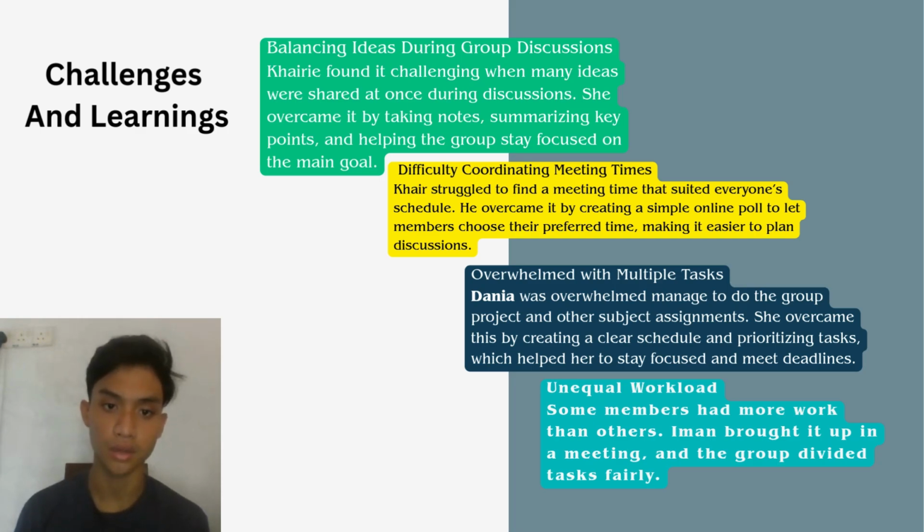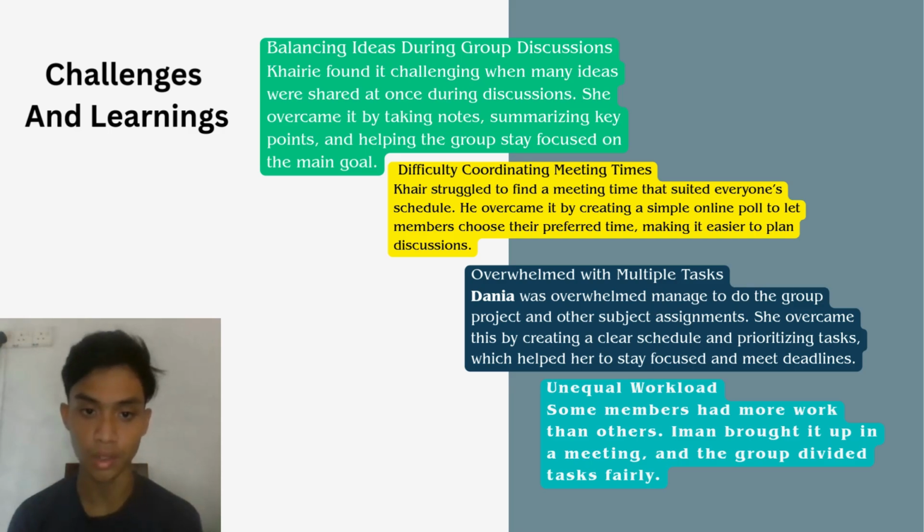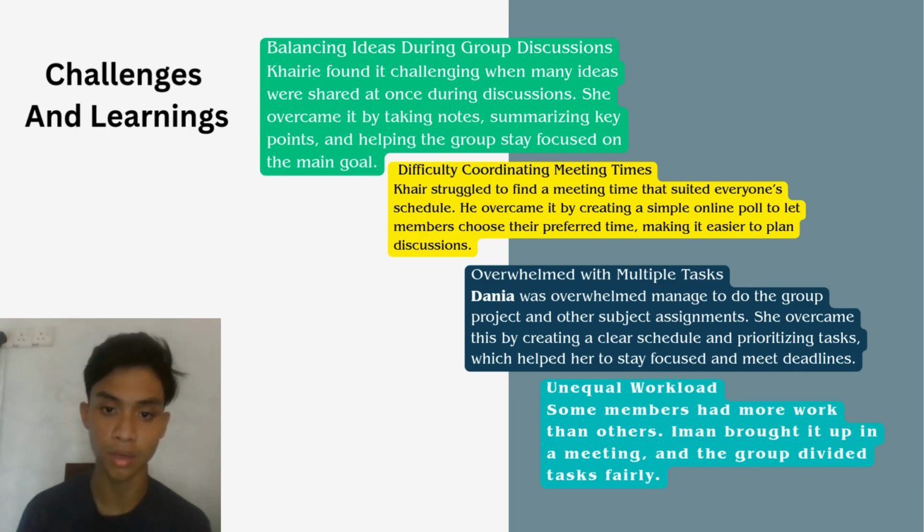Then difficulty coordinating meeting times. Kyle struggled to find a meeting time that suited everyone's schedule. He overcame it by creating a simple online poll to let members choose their preferred time, making it easy to plan discussion. Next, overwhelmed with multiple tasks. Dania was overwhelmed managing the group project and other group assignments. She overcame this by creating a clear schedule and prioritizing tasks, which helped her to stay focused and meet deadlines.